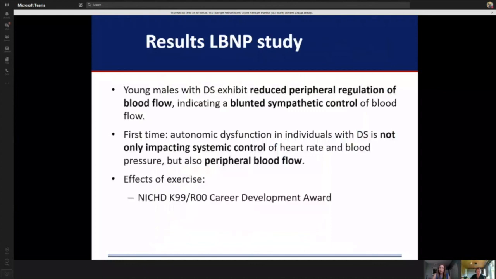We're currently looking at the effects of exercise for this part, and the effects of exercise are going to be on peripheral blood flow and autonomic function. But that's currently the study that we're performing right now.